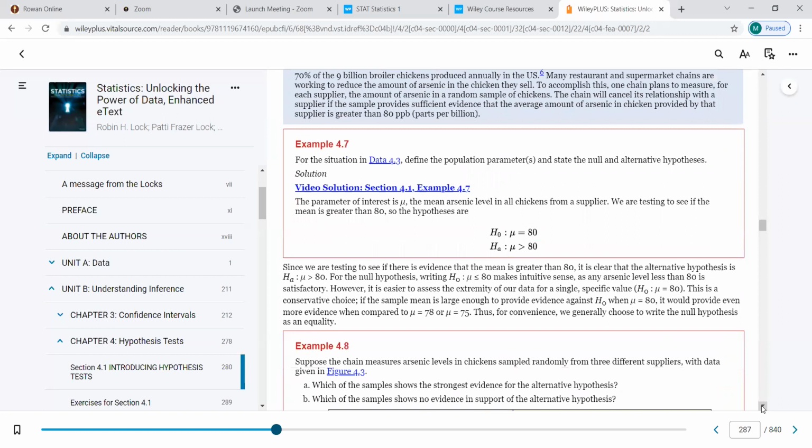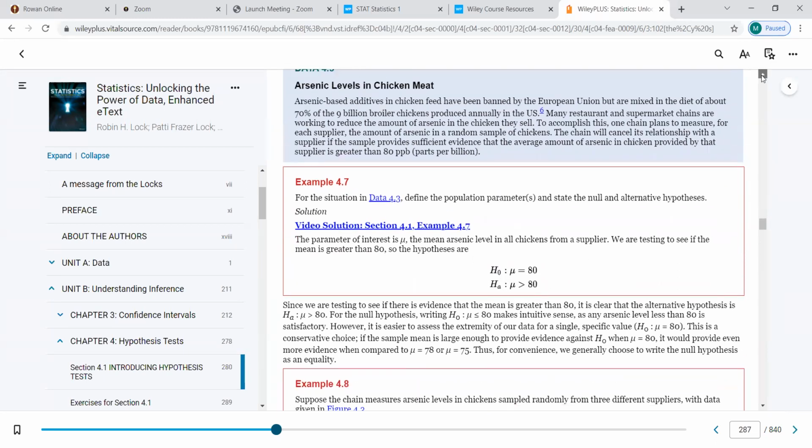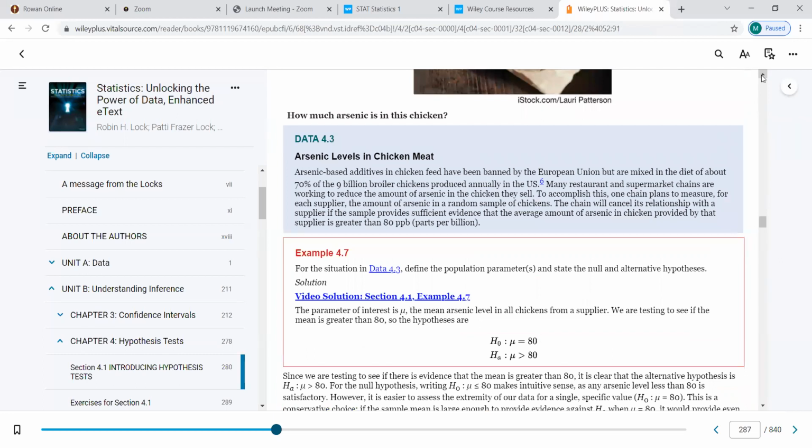And here's another example where they're testing the mean. In this case, the null hypothesis is that the mean is equal to 80. The alternative is that the mean is greater than 80. Now they give the actual example here. They talk about arsenic-based additives that are added to chicken feed, and they say these are banned in Europe, but they're not banned in the United States.